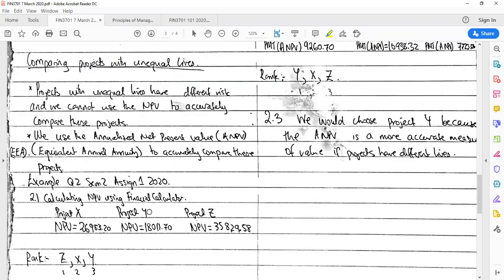After that, on Saturday, we looked at comparing projects with unequal lives, right?